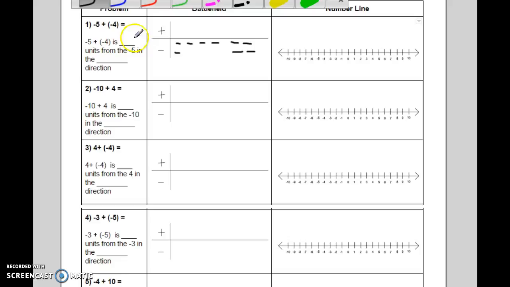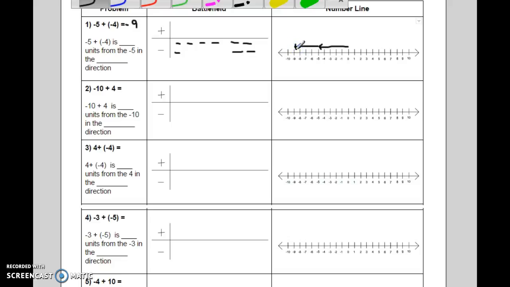Now another way that I can represent this is on a number line. So I know that -5 starts over here. So I'm going to draw a line from 0 to -5. That's my first number, but then I know that I'm adding -4 to it. Now if I'm adding -4, I know my negatives are in the left direction, so I'm going to go 4 more to the left. I'm adding 4 more negatives on. So 1, 2, 3, 4 puts me at -9.